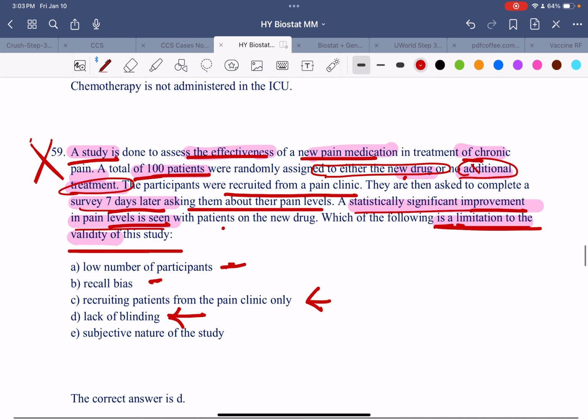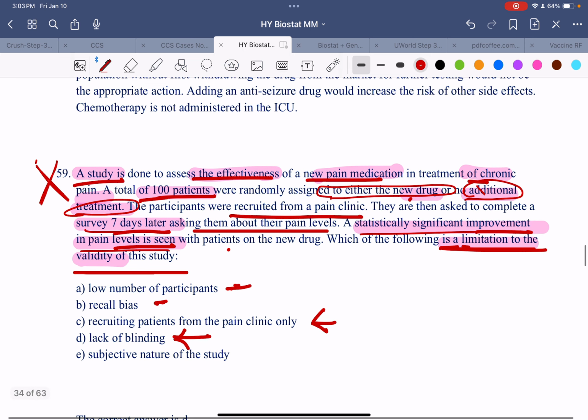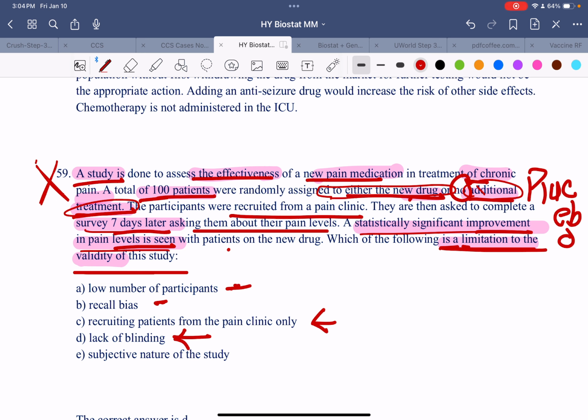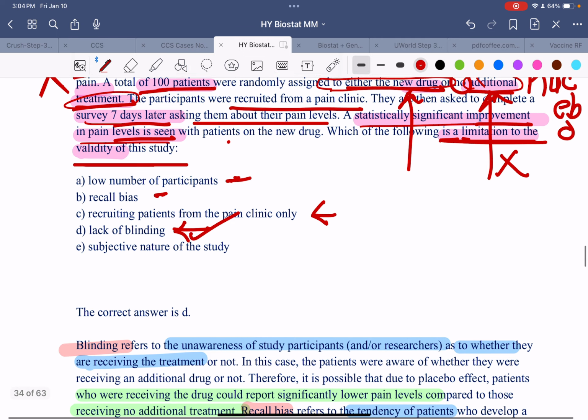And then there is the lack of blinding, right? So they did not blind the patients, and they knew whether they were receiving the new drug or the additional treatment. The people taking the new drug knew, of course, that they are taking a new drug. If they had given a placebo to the other group, then both would think, oh, we are getting a new drug. But in this situation, some people know they are getting a new drug and some people know that they are not getting a new drug. So the correct answer is D, lack of blinding.